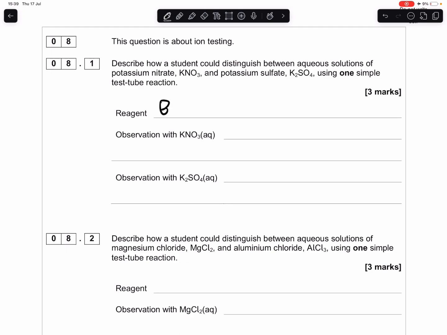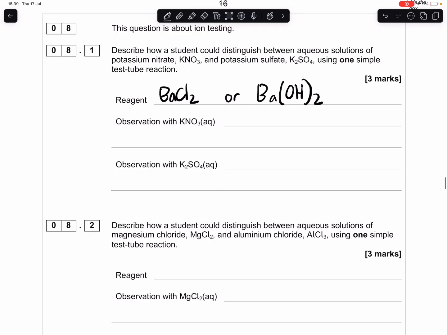So BaCl2, or you could add barium hydroxide. Just do one or the other, don't write both. But yeah, with nitrates, there will be no visible change. No change. Whereas with sulfates, you get your barium sulfate, which if you remember group 2 is insoluble, so you get your white precipitate of barium sulfate.